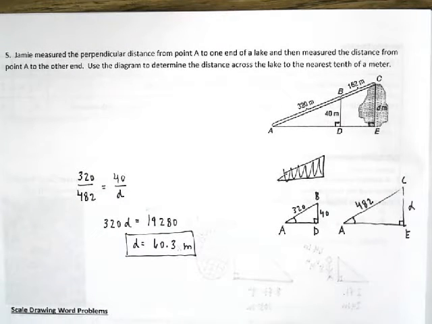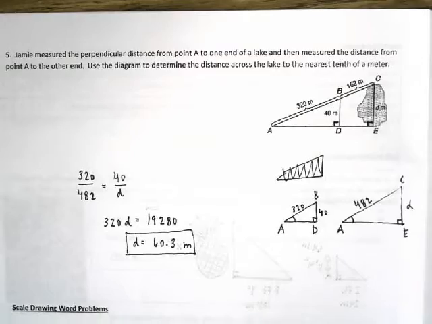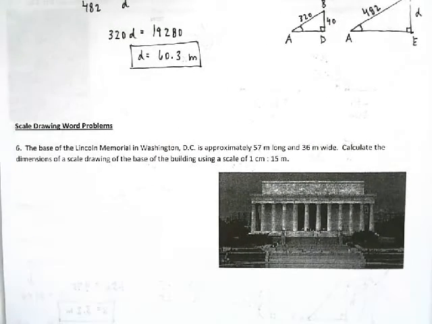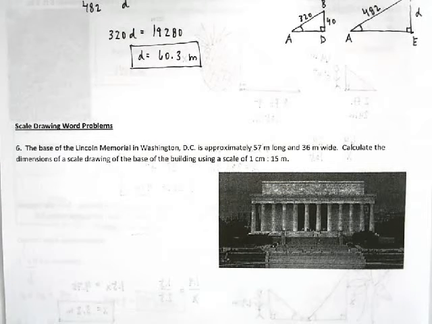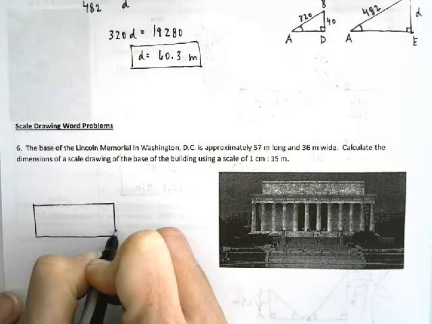Okay, so those are the three types of indirect measurement problems that you might come across in our practice. There'll be slight variations on what you're trying to find, but that's really the idea behind the basic setup for those problems. So the last one we're going to look at here is a quick scale problem. And again, we're not going to do too many of these because you really saw this in section 7.1. So here it says the base of the Lincoln Memorial in Washington, D.C. is approximately 57 meters long and 36 meters wide. So basically that base is just a rectangular shape.